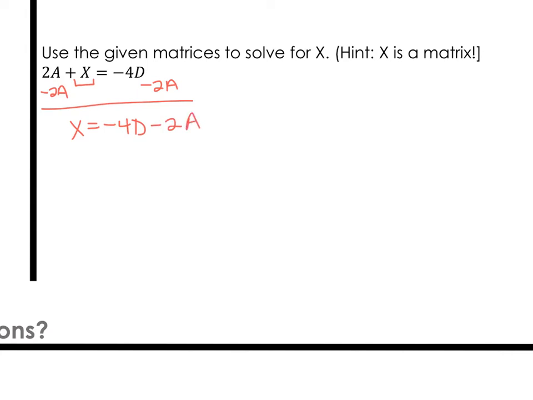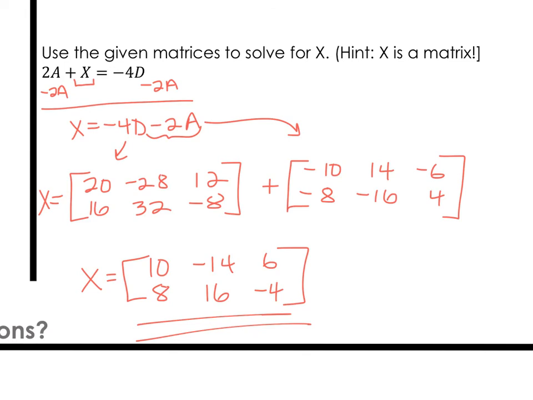Ultimately, this just becomes another problem similar to the one we just did. To determine the values of the elements for matrix X, we need to perform the operations negative 4D minus 2A. So I'm going to let you try this one. Pause the video if you would, and write down negative 4D, create that new matrix with a scalar, and then negative 2A and combine them. When you're done, press play, and that will do it for lesson 3.5.